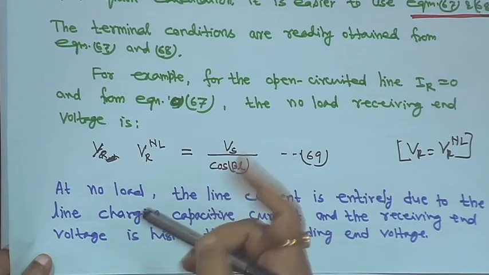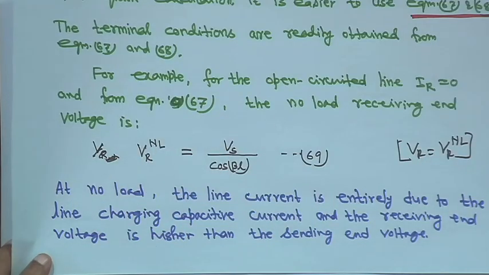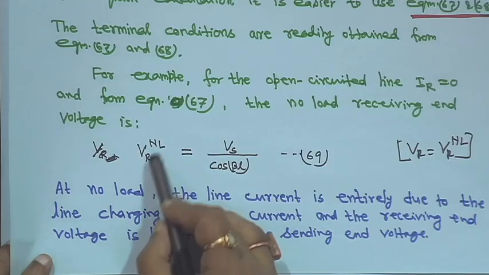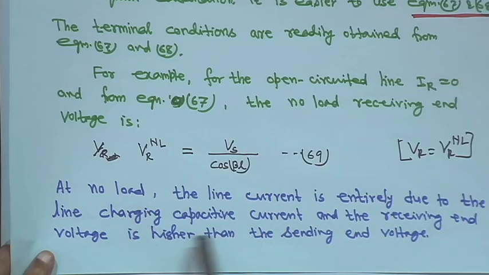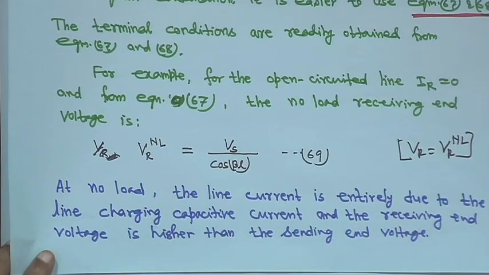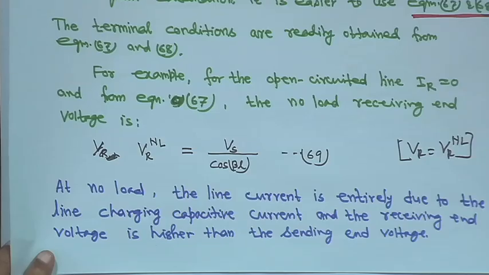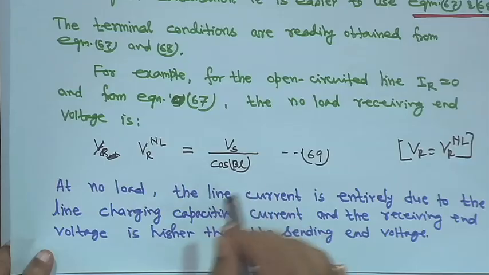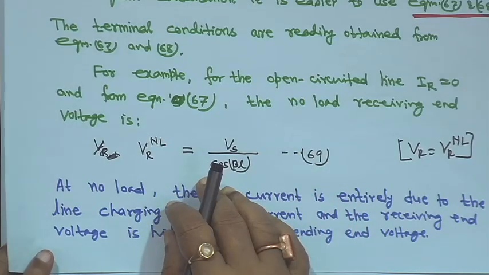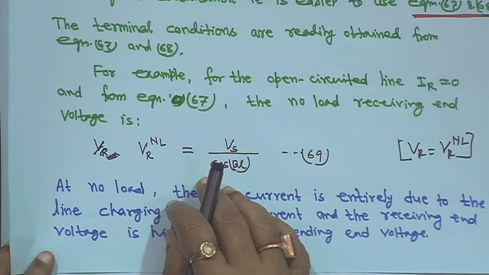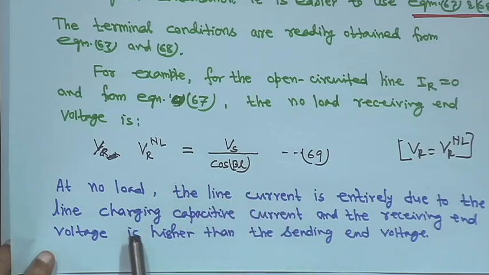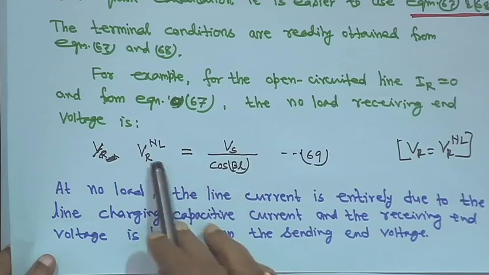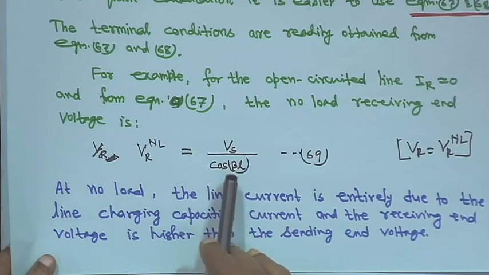This is approximate, but in your long line expression the same logic you can use, and you will find that V_R at no load will be greater than the sending end voltage. That is why at no load the line current is entirely due to the charging capacitive current, and the receiving end voltage is higher than the sending end voltage. When the line is at no load, there is no load connected, but charging capacitances are there. Because of that, the receiving end no load voltage becomes higher than the sending end voltage.